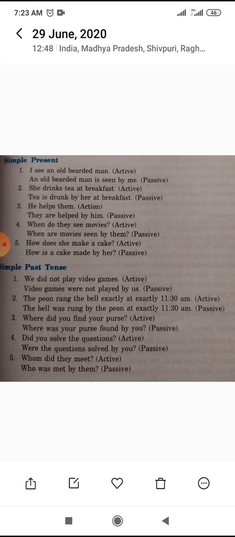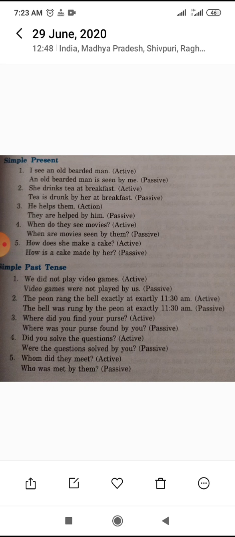Second one, she drinks tea at breakfast. This is the active voice, and the passive is: tea is drunk by her at breakfast. Next, he helps them. This is the active voice, and in passive voice, they are helped. Them is changed into they. So they are helped by him. Helps is being changed into are helped.